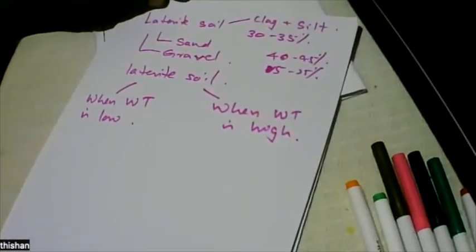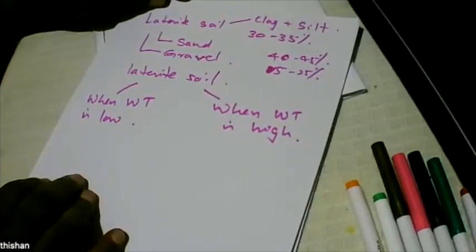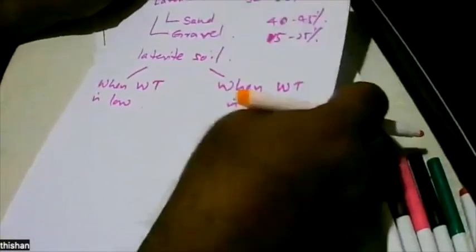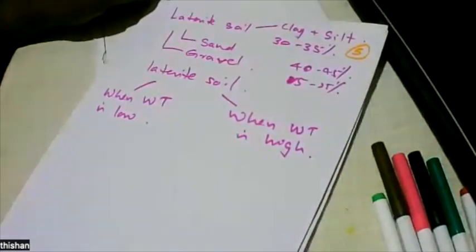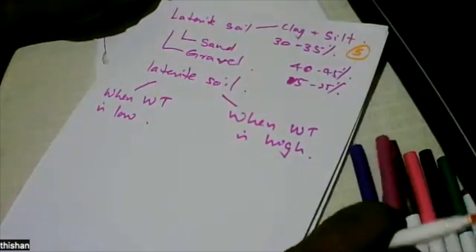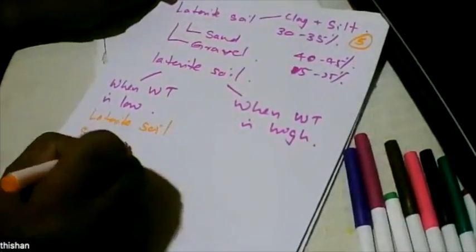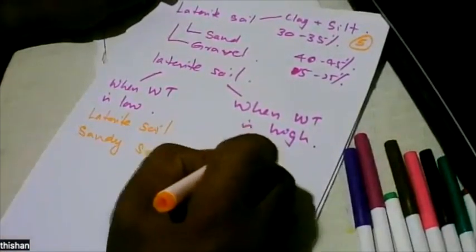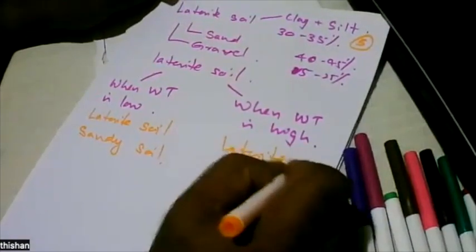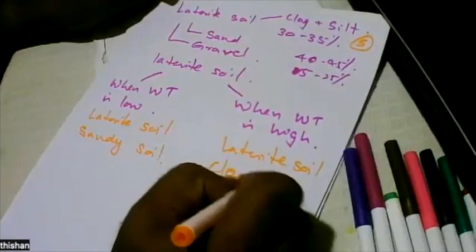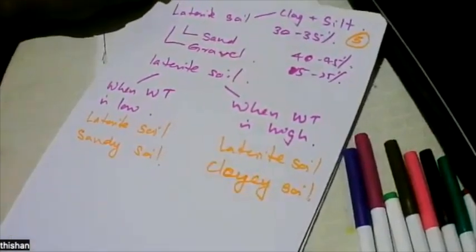So laterite soil is a mix of clay and silt, and generally we say clay and silt together because it's a little difficult to separate clay and silt under normal situations unless you go for laboratory testing. So because of that reason, we consider clay and silt as one single material, but clay is very different to silt. Clay is a material that can give cohesion. So when the water level is low, laterite soil behaves more like a sandy soil. When the water level is high, laterite soil behaves more like a clay soil. So we have to always keep this in mind.